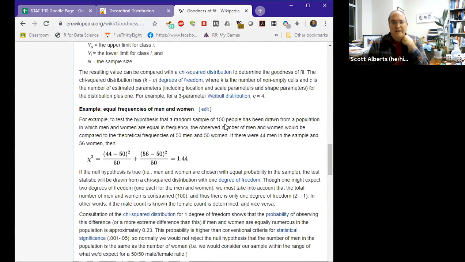Okay, so if we were imagining a population where we had 100 people and there are 50 men and 50 women, because we expected them to be equally distributed, if it was actually 44 and 56, then we would just take 44 minus 50 squared divided by 50, and that would be our test statistic. For two categories, our critical value is 3.84. This doesn't hit that, so we would fail to reject the null hypothesis and conclude that there's not an unequal number in it.